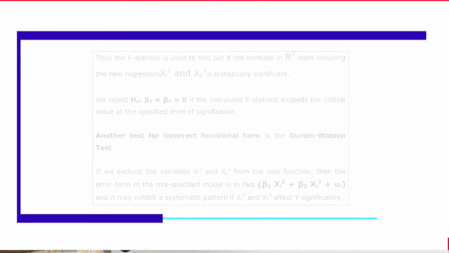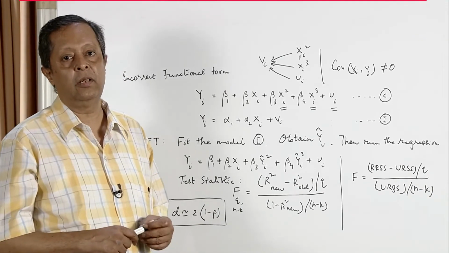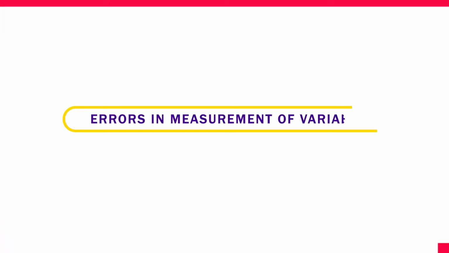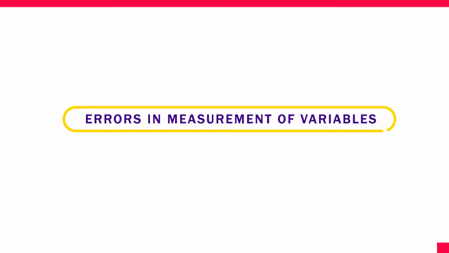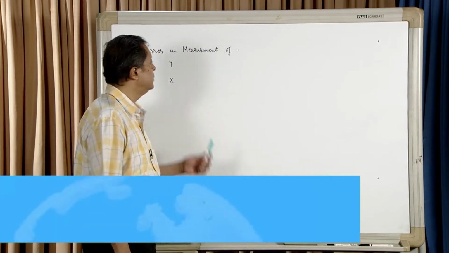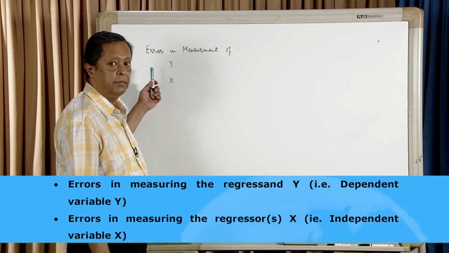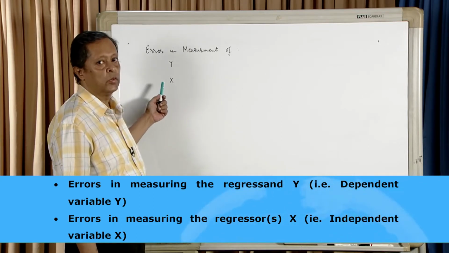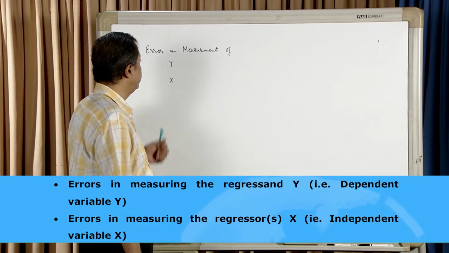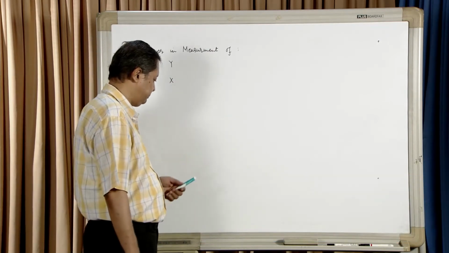Next, what we will take a look at is what happens if there are errors in measurement of variables. Viewers, now we take a look at error in measurement. So, y is regressed on x and there can be errors in measuring y as also in x. So, first we will take a look at the effects of error in measurement of y.